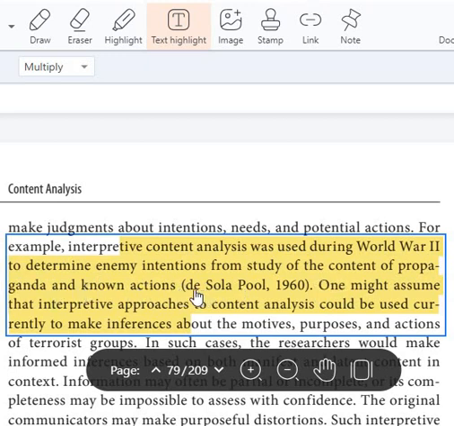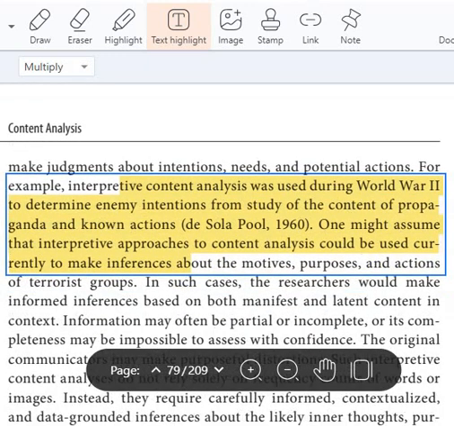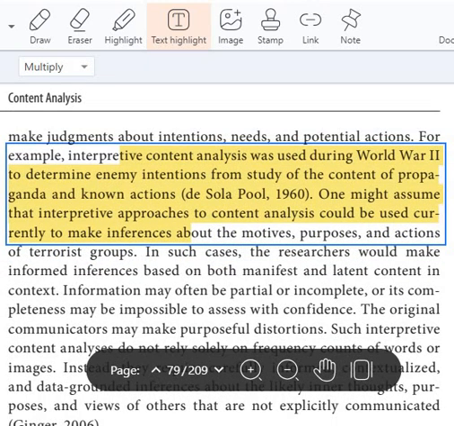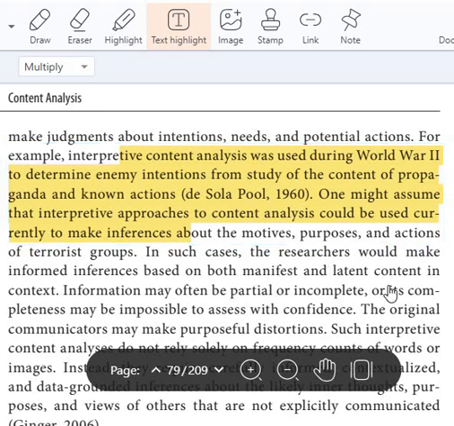This is according to D. Solapool. One might assume that interpretive approaches to content analysis could be used currently to make inferences about the motives, about the purposes, and actions of terrorist groups also. So it is so important. Okay? So you should depend on both manifest and latent content. Okay? Both manifest and latent content here in this content analysis approach.